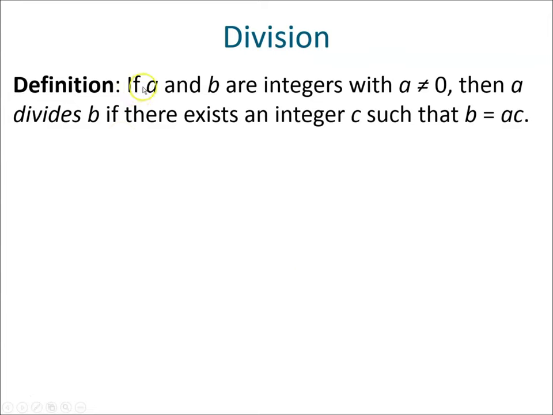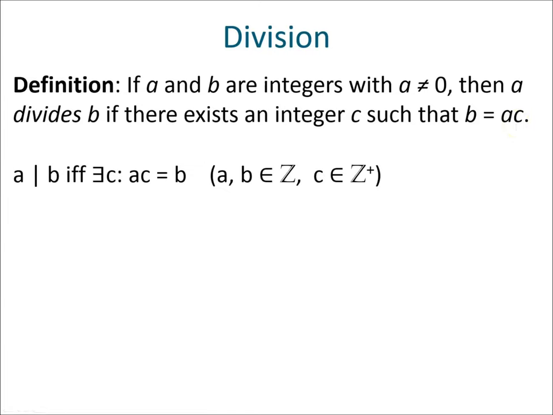So here's the definition of division. If A and B are integers with A not equal to 0, then A divides B if there exists an integer C such that B equals AC. In another way of saying it, you have A divides B. Here we have this notation. This vertical line is the divide notation, and that's how you read it: A divides B. If you were to write it in your math class, that's how you write it.